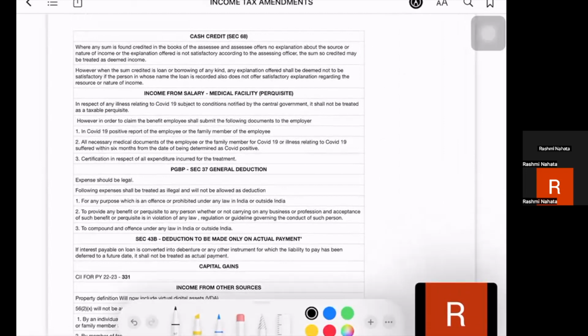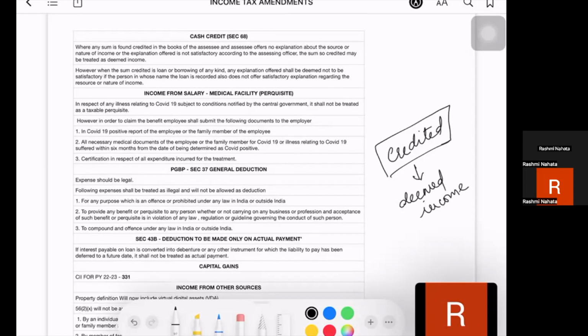The next amendment which we have is in terms of section 68, cash credit. So we had a section wherein, in case there is an amount credited in the books, so we have an entry of a credit, so income has been received in the books and the assessee is not able to explain the source, a satisfactory explanation is not being given to the assessing officer, whatever is the amount credited can be taken as deemed income. So this is the existing section.